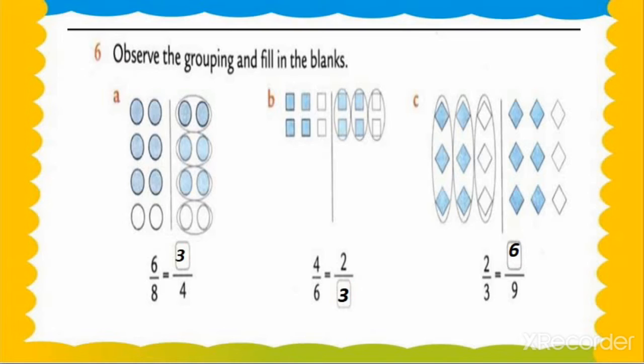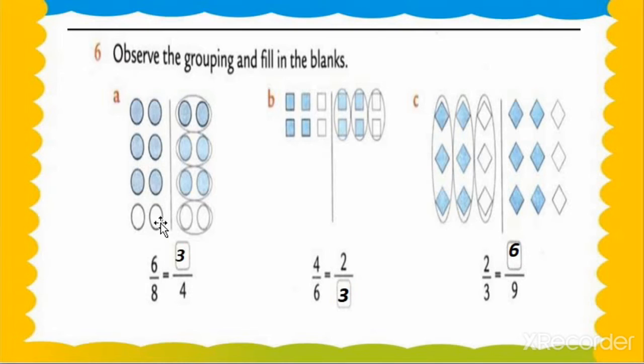Now my dear students, we are going to learn question number 6. Question number 5, cancel, and question number 6, observe the grouping and fill the blanks. We have to fill in the blanks here only. Now here the circle. See here the first group. How many circles are there here? 2, 4, 6, 8. So that's why we are writing here the 8.